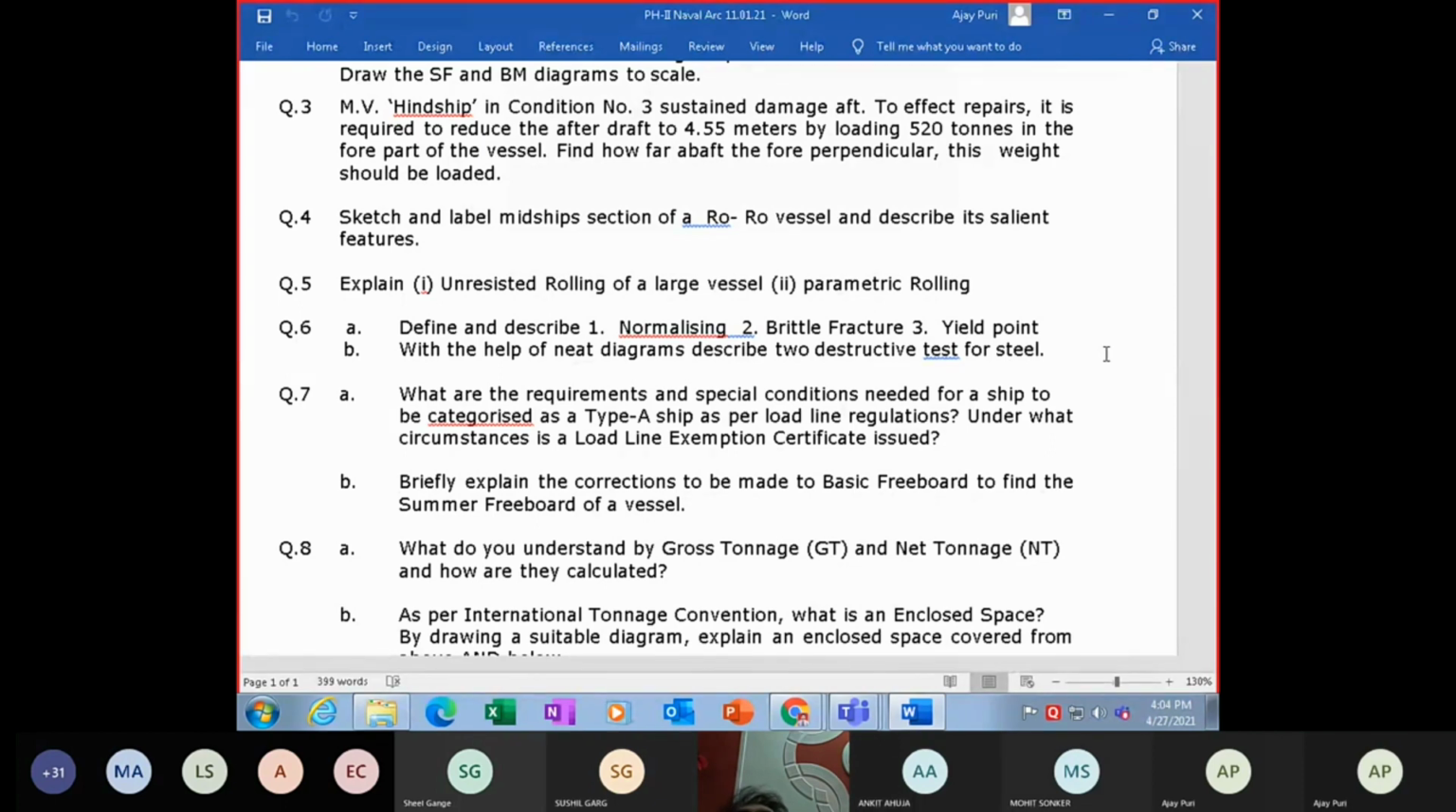Then 6B is your 2 destructive tests. So all your tests, which are fatigue test, impact tests, hardness tests and all, are destructive tests because the sample piece is destroyed. So any 2 destructive tests you have to explain with your diagram.